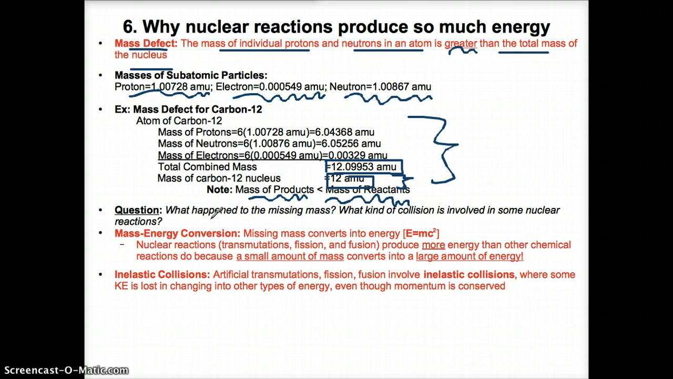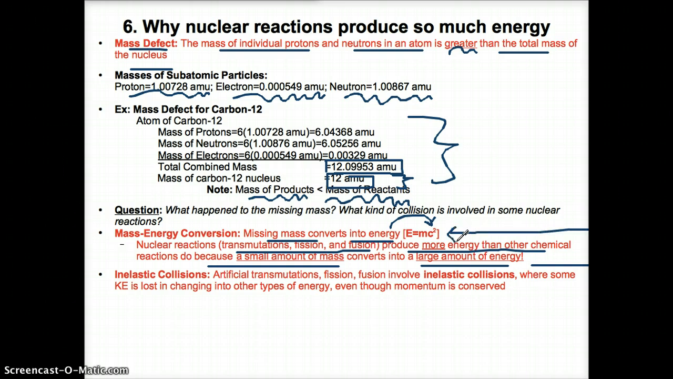Why? Well, what happened to the missing mass is that it converted to energy, related through E equals mc squared, this famous equation made famous by Einstein, where mass is multiplied by the speed of light squared to get energy. That is to say that nuclear reactions like transmutations, fission, and fusion produce way more energy than other reactions do, because a small amount of mass converts to a large amount of energy based on this equation. c is 3 times 10 to the 8th, and if you square that and multiply by the mass, that small amount of mass can convert to tons of energy. All right? Which is what we saw with fission and fusion in the products, for example, in the previous slides.